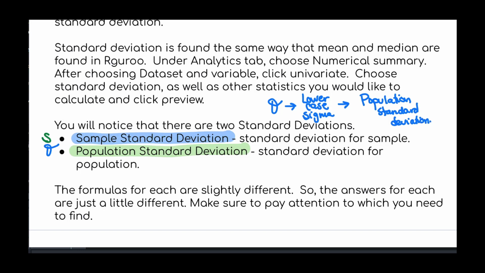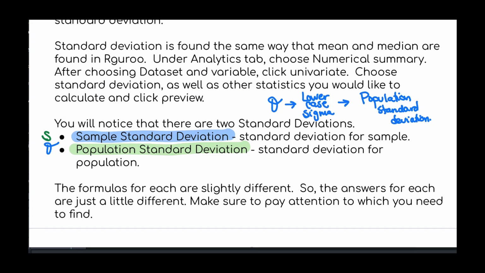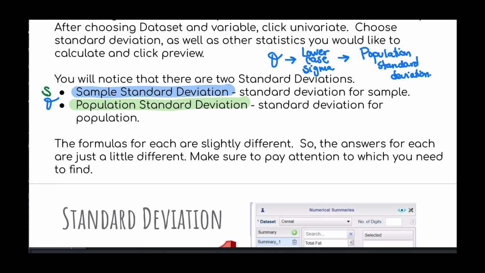Now the formula is not necessarily hard to do, but it is very tedious because you have to find the difference of each individual data value, and that takes time. There's some other things that are involved in the formula that make it a lengthy formula to use. So we're definitely going to use technology for that.